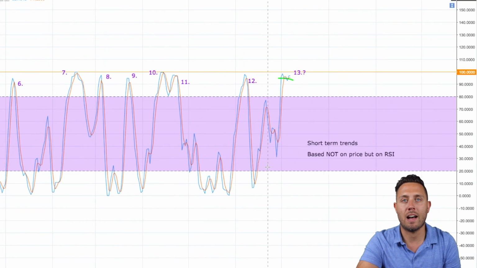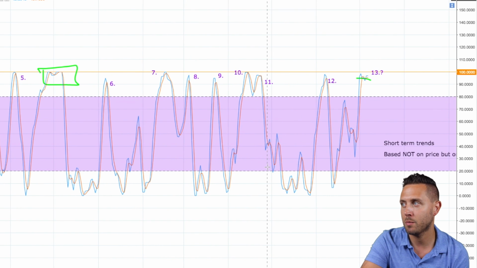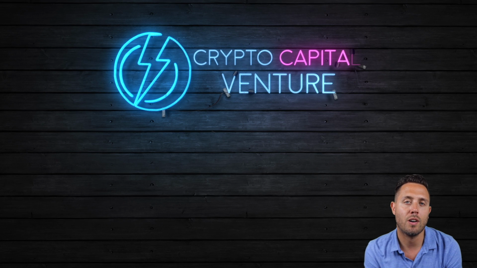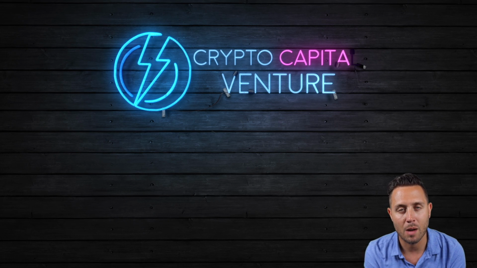What do you think about this stock RSI? These pullbacks from 100 on the stock RSI. Do you think we're in that overbought area? What are your thoughts? I'm curious. Let me know in the comments below.